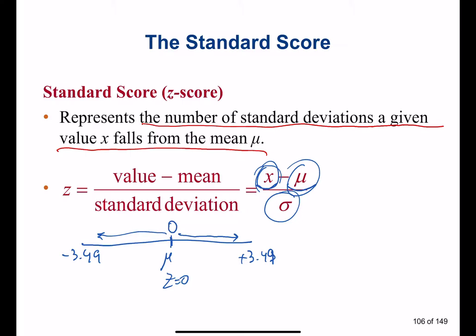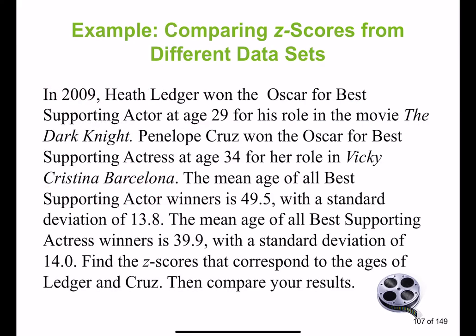But for now, I'm going to solve a very basic problem to give you a flavor of understanding what z-score is. Here is a word problem. In 2009, Heath Ledger won the Oscar for Best Supporting Actor at age 29.